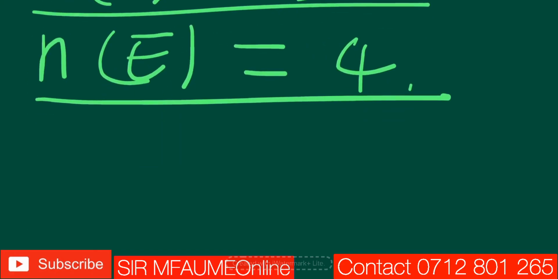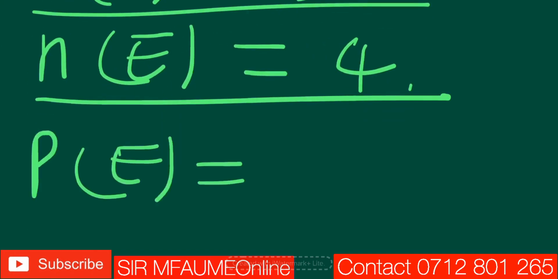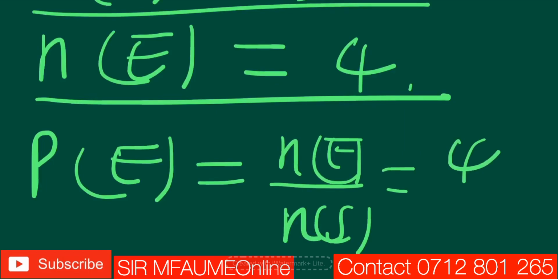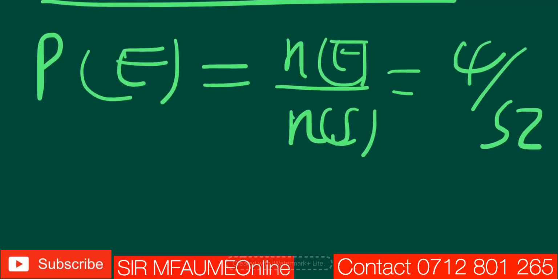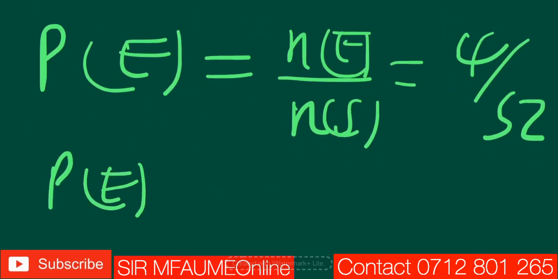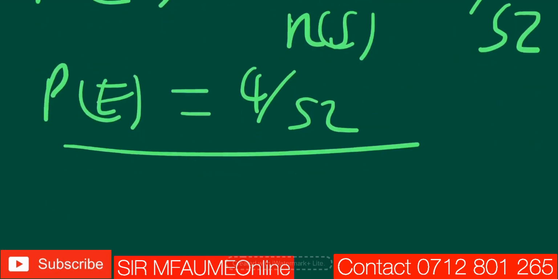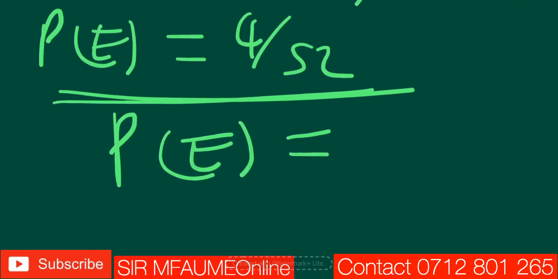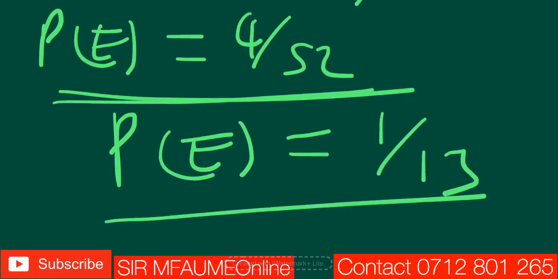Okay, now the probability of an event equals the number of events divided by the number of sample, which is equal to 4 divided by 52. So the probability of the event here will be equal to 4 over 52. If you want to simplify, you can simplify it. You are also allowed to do it. By simplification, the probability of an event will be equal to 2 over 26, which is the same as 1 over 13. 1 over 13 by simplification.